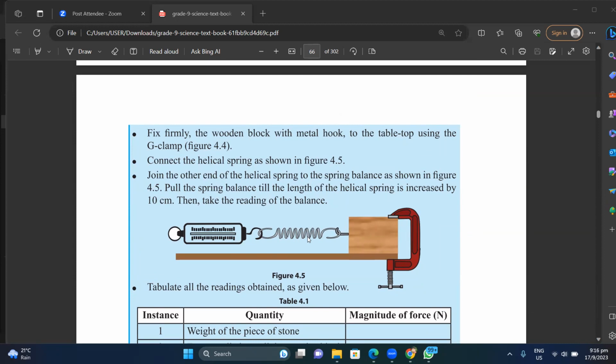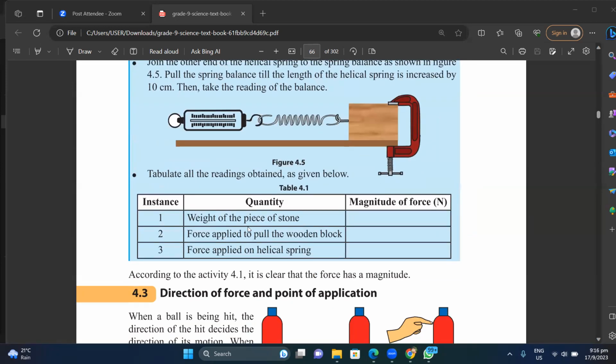Now you can see when you are dragging from this, the length of the elliptical strain increased by some amount. Then take the reading in the balance. You can see the weight of the piece of stone and the magnitude of force in Newton. Force applied to pull the wooden block, this one, and you can see the magnitude. Force applied on the elliptical strain, and see the magnitude.